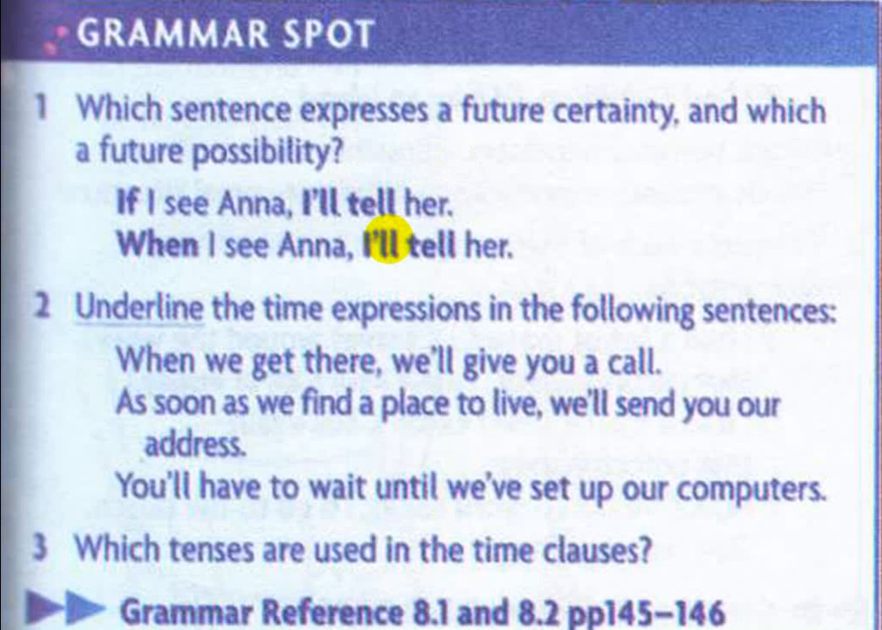الجملة الأولى if I see Anna I'll tell her. والجملة الثانية when I see Anna I'll tell her. إذن the first one is the future certainty and the second one is the future possibility. Underline the time expressions in the following sentences. أكو time expressions. When we get there, we'll give you a call. أكيد the time expression is when. When. As soon as we find a place to live, we'll send you our address.